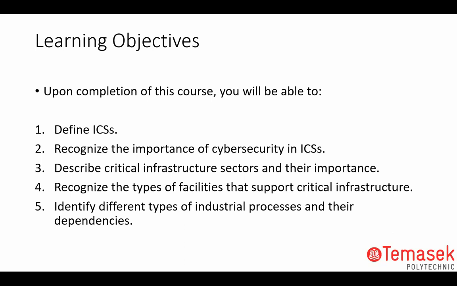Next, we're going to go through the learning objectives. First of all, define what an industrial control system is. Recognize the importance of cybersecurity for ICS. Then look into critical infrastructure sectors: what is critical infrastructure and why it is important. Then the different types of facilities that support critical infrastructure. And last but not least, the different types of industrial processes and their dependencies. These are some of the things that we will cover in this chapter.